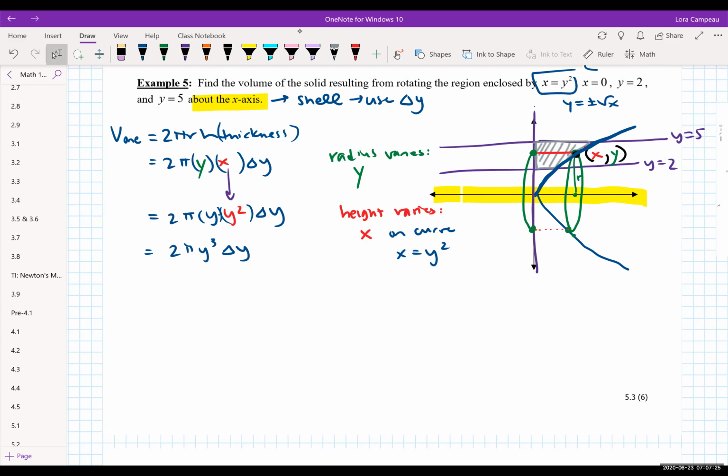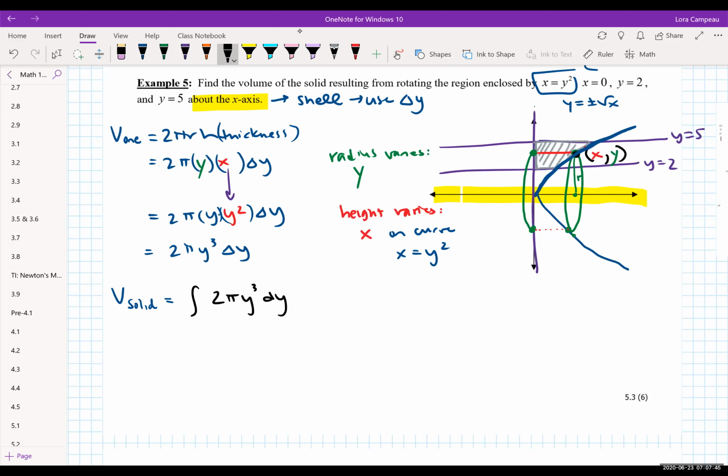So the volume of our solid is equal to the integral. If it's going to let me draw, it must be out of battery. Something's going on with this section, but we'll work on it. 2 pi y cubed delta y is dy.